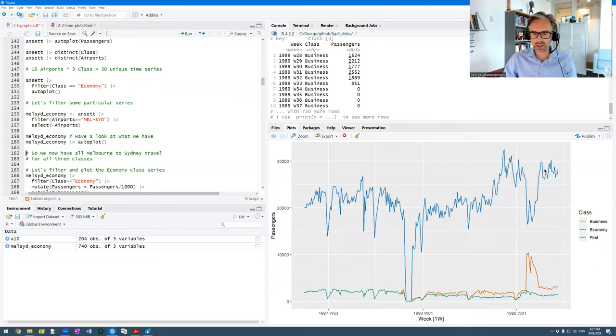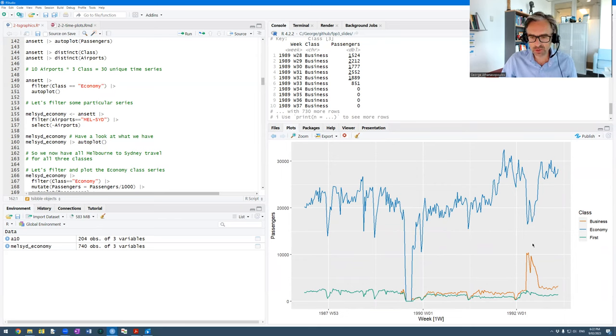The blue one is the economy class, this one up here. And the other two, the red one, which I'm pointing at here, is the business class. And this green one is the first class. I can see some features. Let me just point out a couple of features that are interesting here. There's a whole bunch of zeros at some period, and that was due to a pilot strike. So no flights happened, no pilots flew for that period.